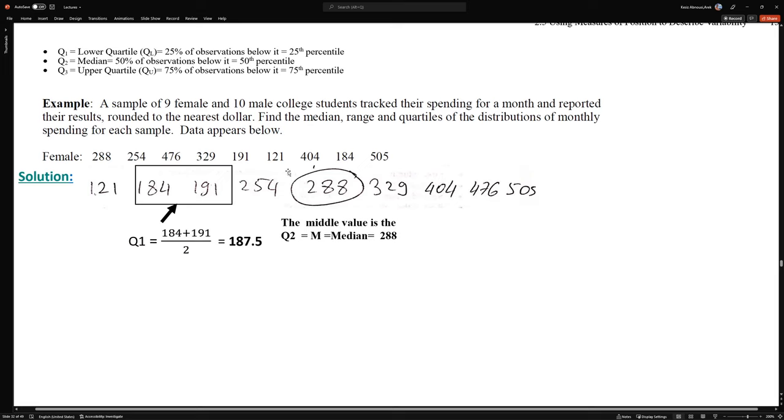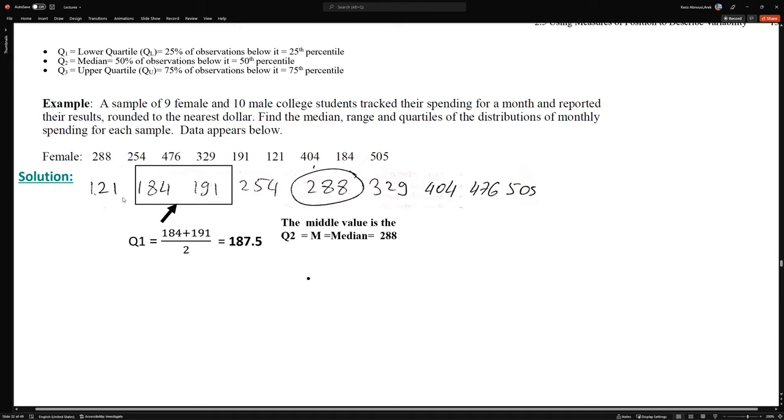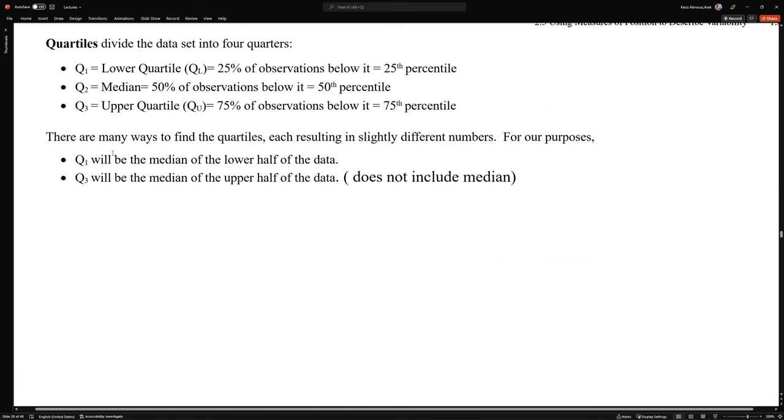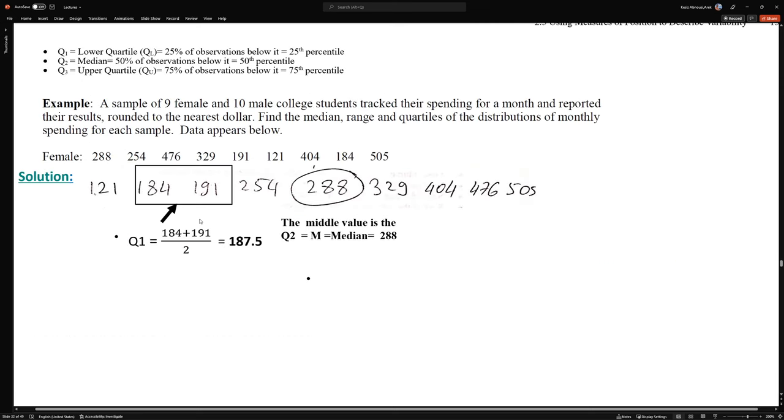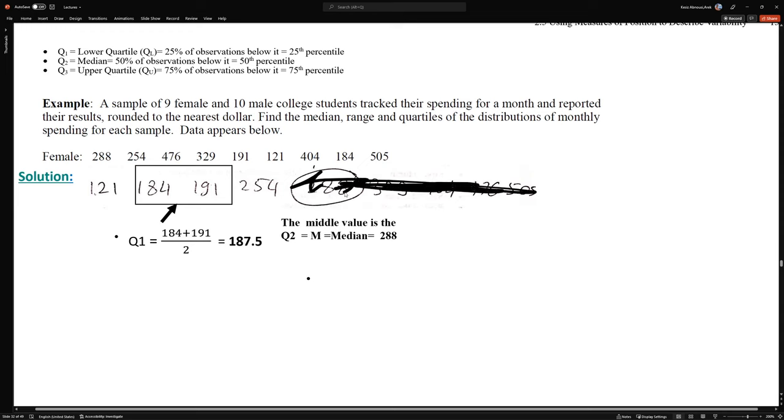Quartile 1, as I said previously, is the median of the lower half of the data without including the median. It's like the median, but for the lower half of the data. What does this mean? It means we ignore these numbers, right? Because this is the median. This is the lower half of the data. We want the median of the lower half.